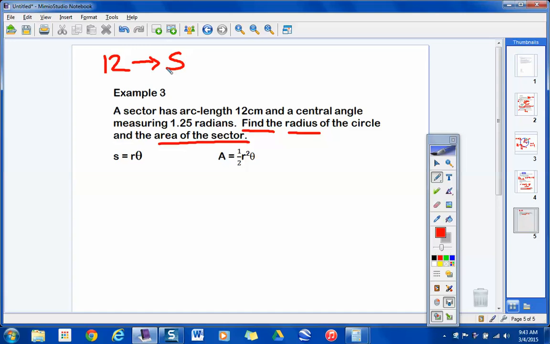Okay. What else do we know? We know theta. What is theta? 1.25. Do I have to change that, convert that, or are we golden on that? We're golden. Why are we golden? Because it's in radians.